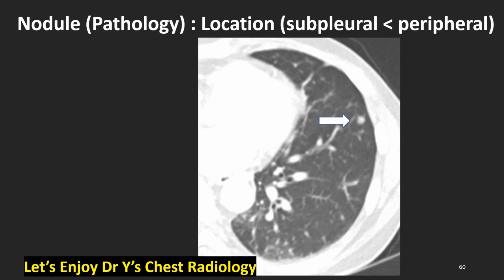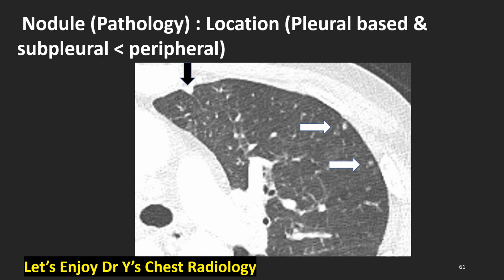Nodule pathology, location. Peripheral is preferred to subpleural. Arrow indicates a nodule of peripheral location. Nodule pathology, location, pleural-based and peripheral located. Black arrow indicates a pleural-based nodule, and white arrows indicate peripheral nodules.